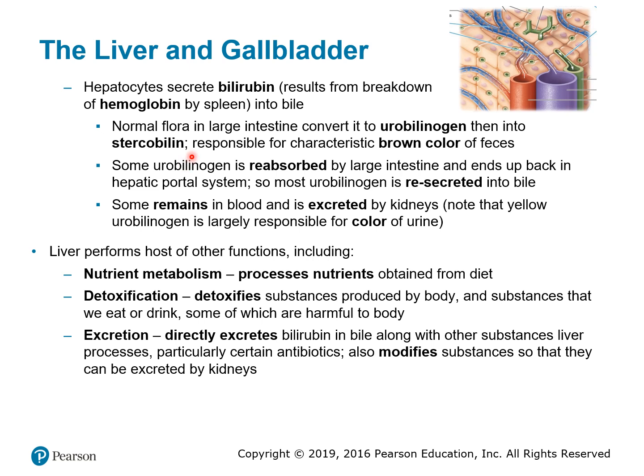Some of the urobilinogen is reabsorbed by the large intestine and then ends up back in the hepatic portal system, and then it gets reused and resecreted into the bile. Some of the remainder is in the blood and is excreted by the kidneys. Now, this is mainly going to give that yellow color of the urine, that remainder going through the kidneys.